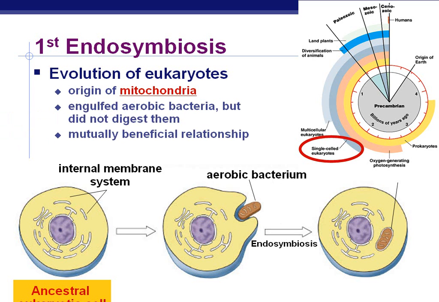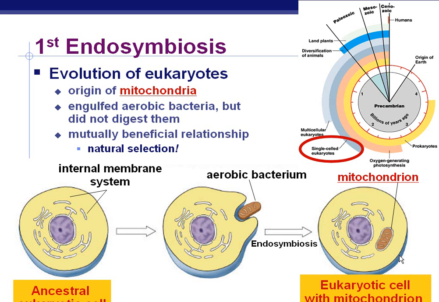The aerobic bacterium has a safe place to live and gets nutrients from the host cell, and the host cell is getting energy from the aerobic bacterium, which then gives us our mitochondrion. Notice the double membrane now. It had its own to begin with. And then during endosymbiosis or endocytosis, we get that second membrane. So here's our eukaryotic cell with a mitochondrion. And if this cell can produce more energy because it has a mitochondrion than competitive cells, then it would basically do better than those, therefore natural selection.